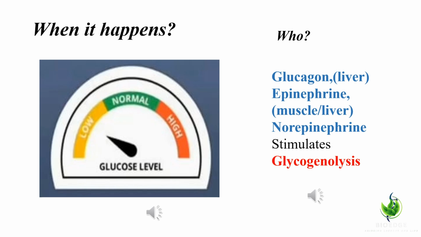When does this process called glycogenolysis occur? This occurs when there is a low blood glucose. The low blood glucose is also termed hypoglycemia. The main hormones that stimulate the process of glycogenolysis are glucagon, epinephrine and norepinephrine, where glucagon comes from the pancreas and epinephrine and norepinephrine are derived from muscle as well as liver.